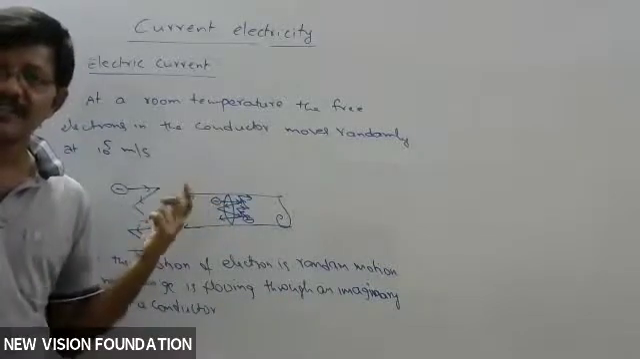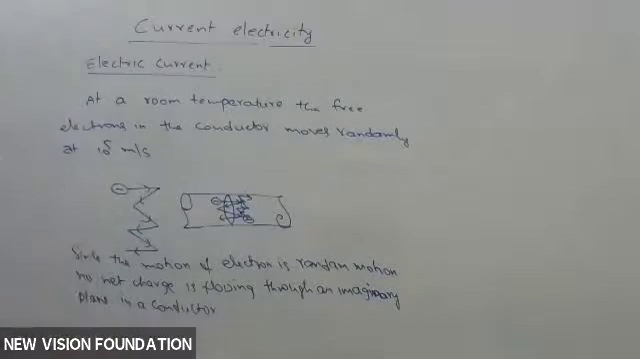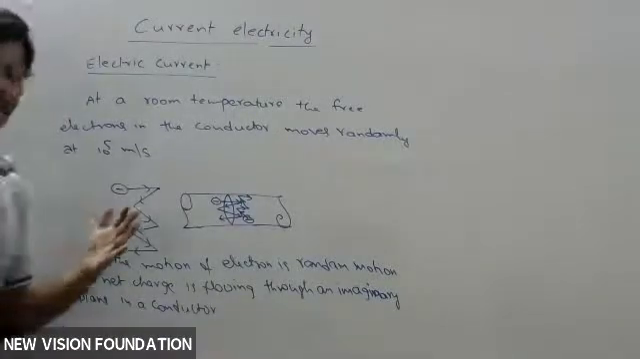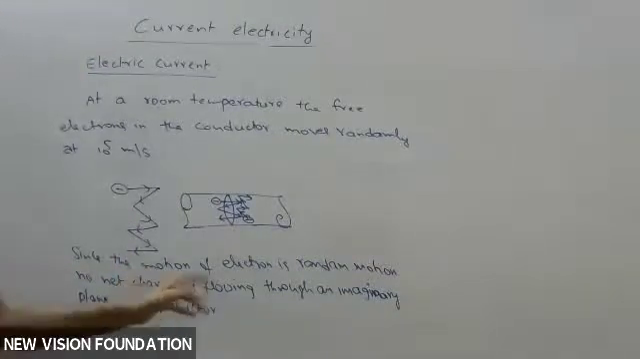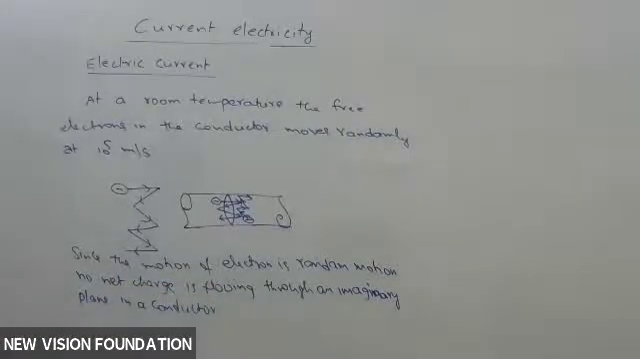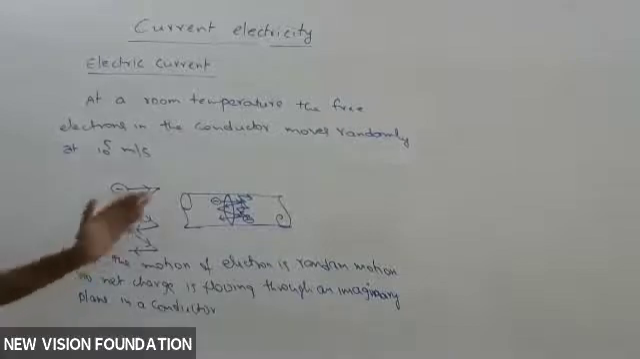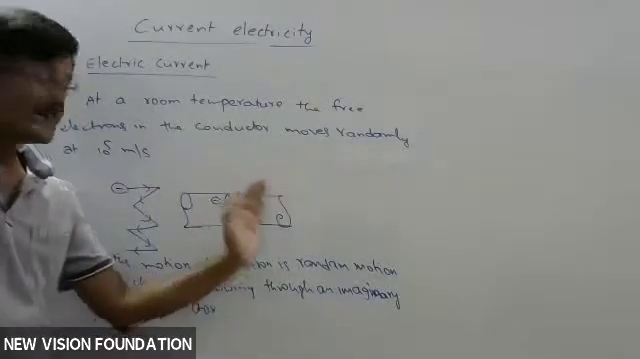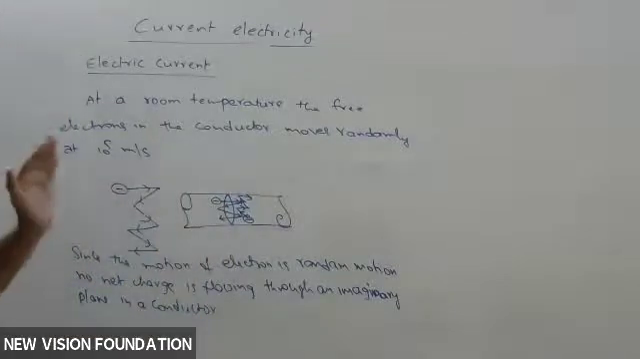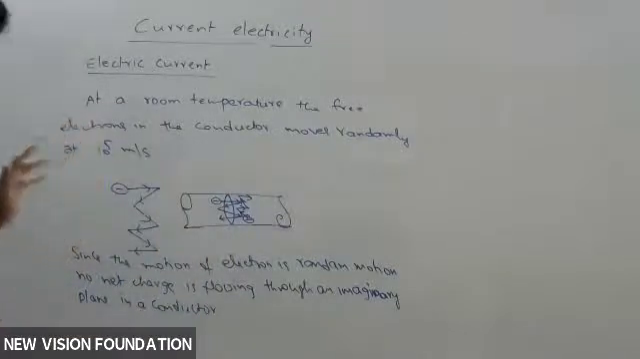So when the conductor is at room temperature, the electrons are in random motion in the conductor and no net charge is flowing through any imaginary plane in the conductor. Therefore, no net charge is said to be flowing through that cross section of the conductor. That means the number of electrons traveling from left to right is equal to the number of electrons traveling from right to left.